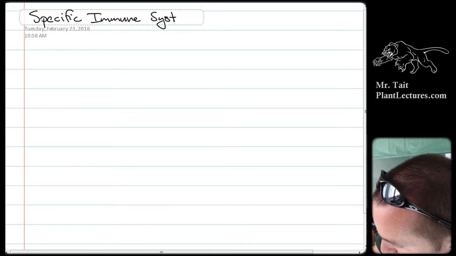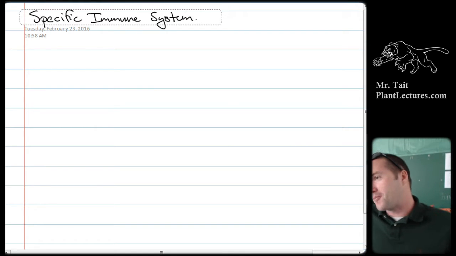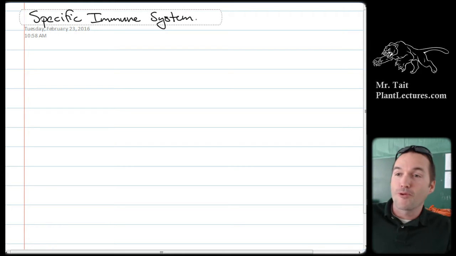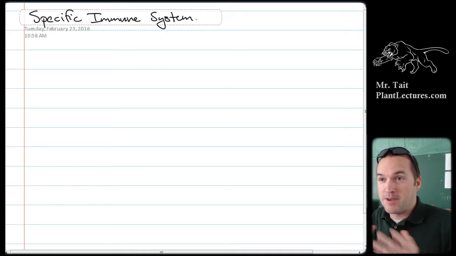When I started teaching this class like 6 years ago, I always went through and talked about all the different cells and all the different parts of the specific immune system in one day. And at the end of that day, people were freaking out. They were totally blank-faced. Like, I'm never going to understand this.